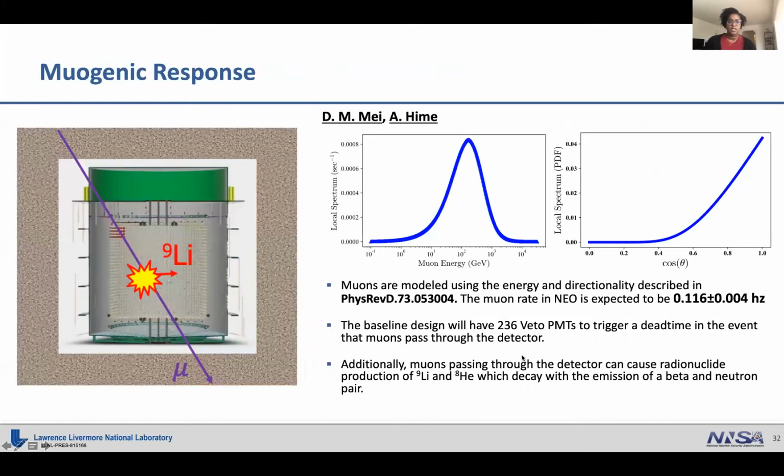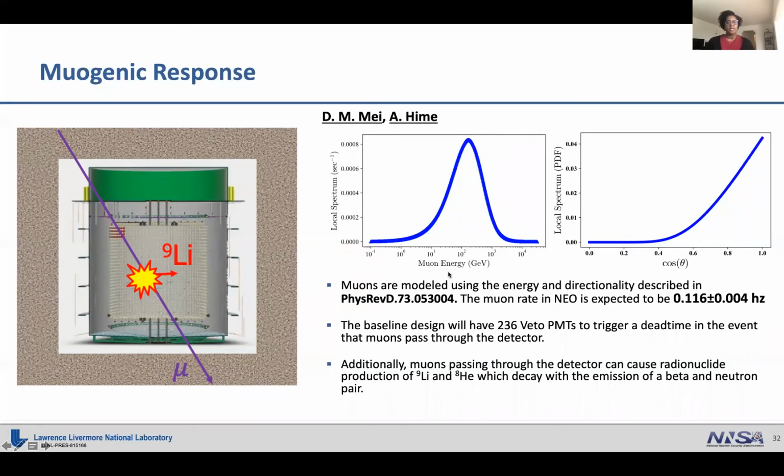And then to understand the muogenic response, which is really important to understand our dead time, as well as to understand the production of lithium-9, helium-8, and other radionuclides, we use an approximation from the Mannheim distribution, which is well detailed in Phys. Rev. D that I show right here. This describes our muon energy as well as the angular correlation of where the muons are coming from. You can see that most of them are downward facing muons. However, we do have some contributions from muons that are coming from the side.